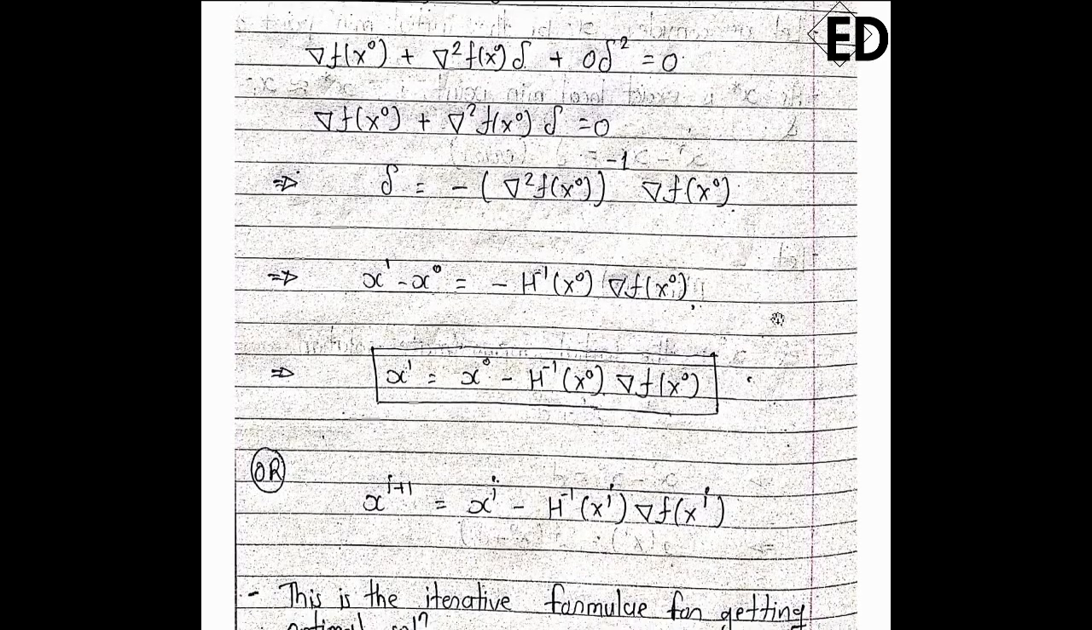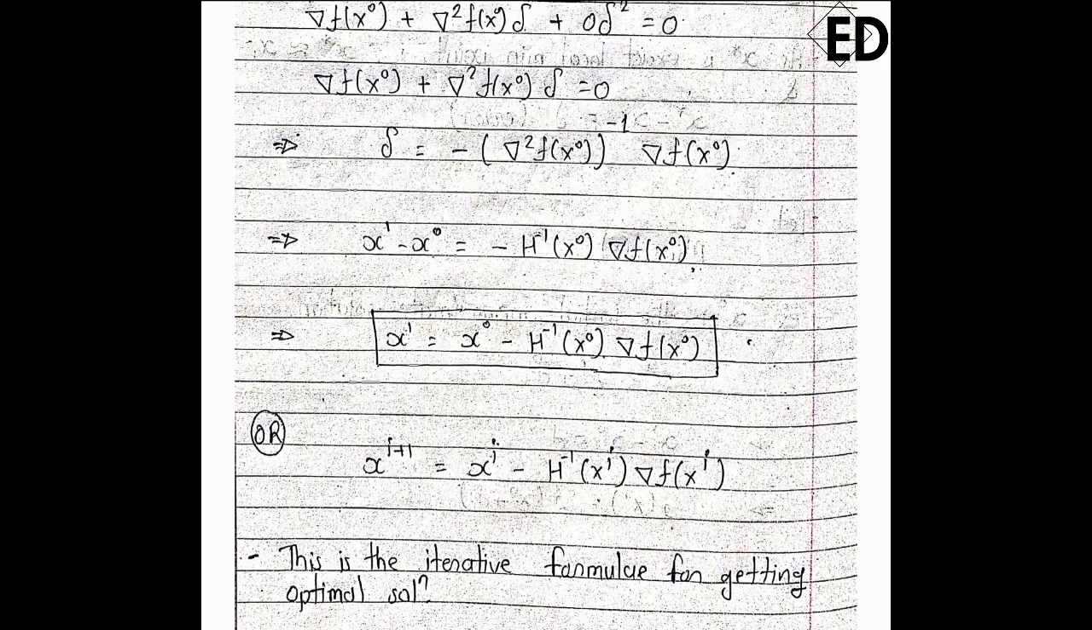This is just the proof part. Actually, this is the general form of the equation: xi plus 1 equals xi minus the inverse of the Hessian matrix at the initial point, meaning the initial best point, times its gradient at that point. As written here, this is the iterative formula for getting the optimal solution. Every time we have to iterate, because initially we consider some approximate solution and we don't know the exact one, so we have to iterate a number of times to get our best solution.